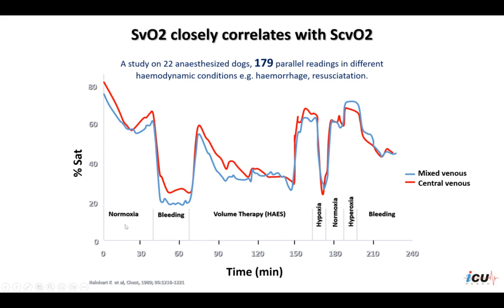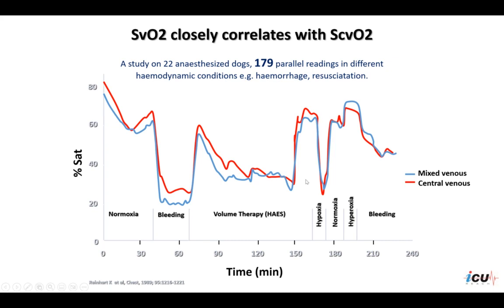You can see different conditions that they applied to the dog, and they monitored the mixed venous saturation in blue and the central venous saturation in red. You can see that there's a slight difference between the two, between 7 to 10%. However, they correlate with each other. You can see that they go down together when the dog is subject to bleeding, and then when the dog is given volume therapy, both improved at the same time. You can see still the difference between the two.